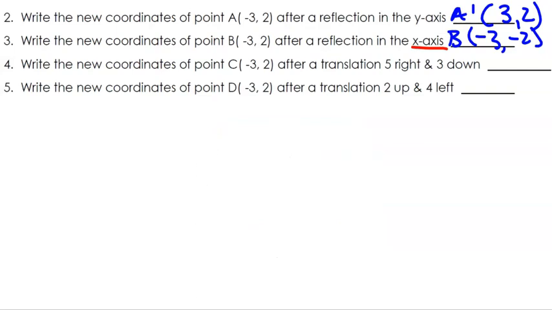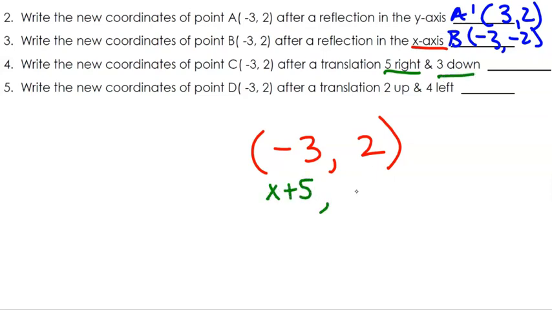Question number 4 asks you to transform that same point, (-3, 2), but this time we're going to perform a translation. And they want us to go 5 to the right, which affects the x value. So we're going to add 5 to our x value. And then we're going to go 3 down, which changes our y value. And so we're going to perform these mathematical operations onto the coordinate points we already have. So -3 plus 5 will give me a 2, and 2 minus 3 will give me a -1. That means that for question 4, C prime will be located at (2, -1).